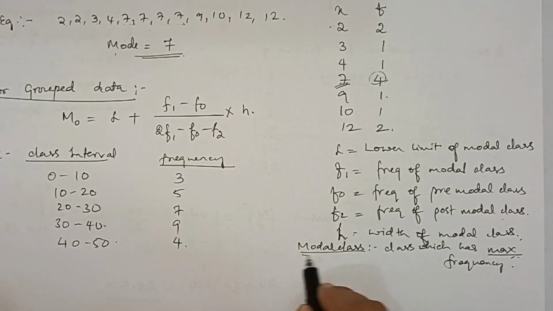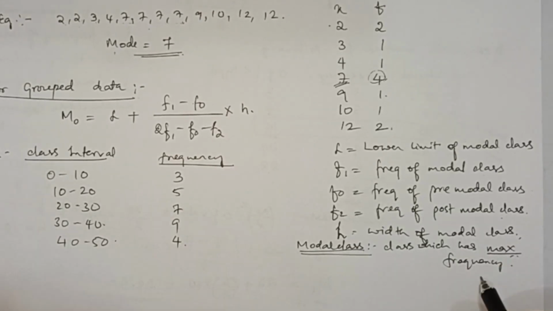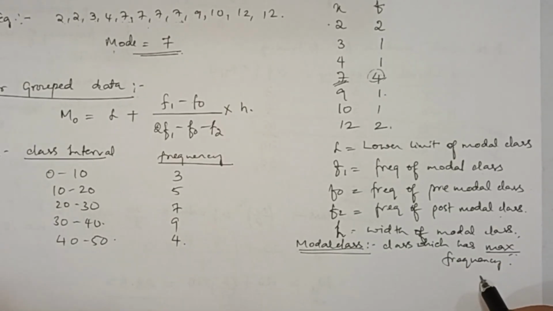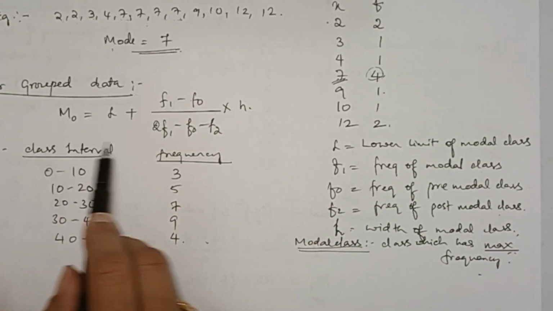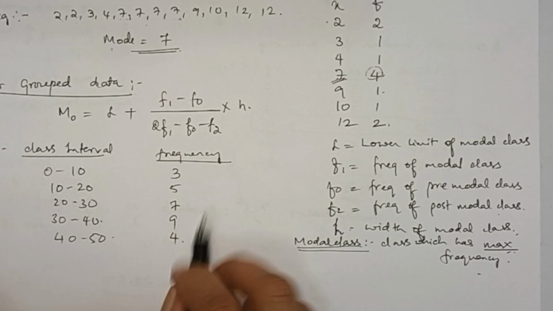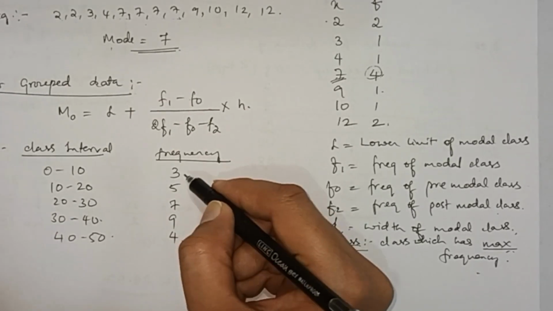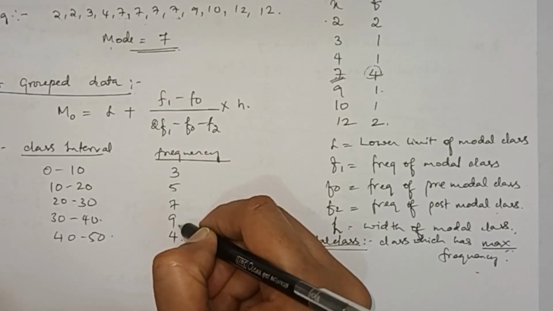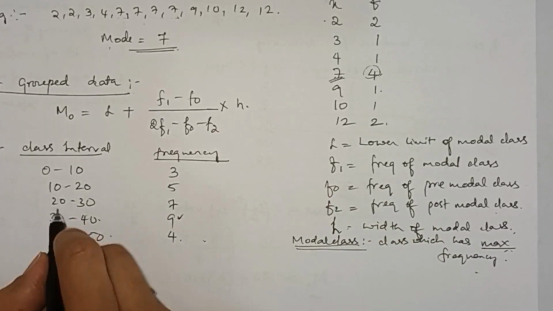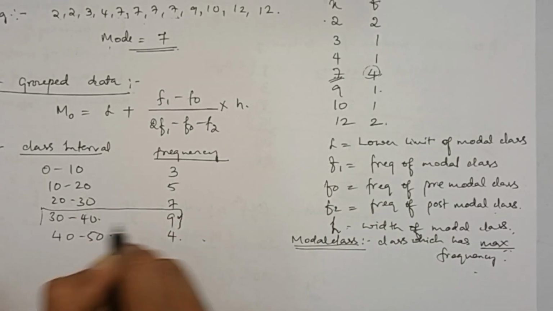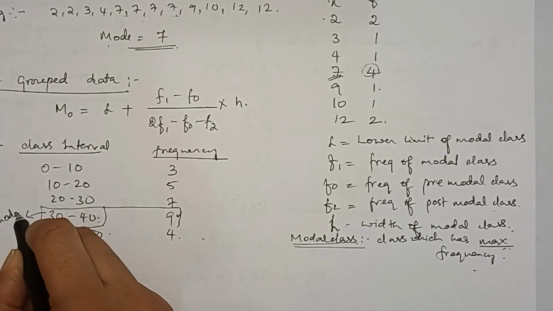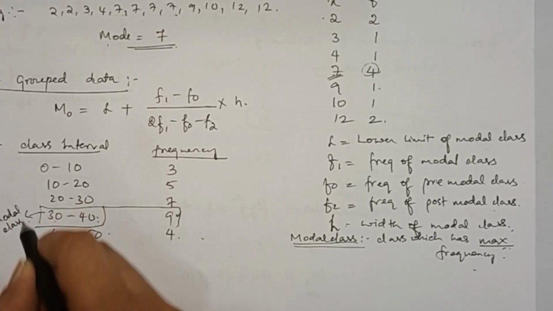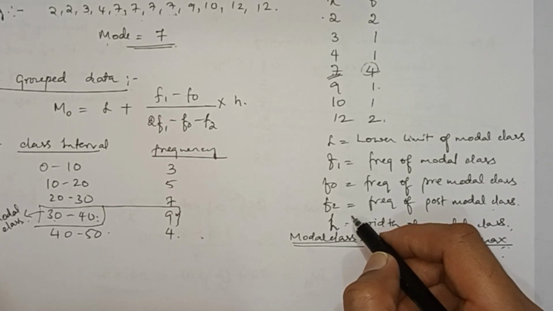How to find the modal class? The class which has the maximum frequency is called the modal class. For example, this is the given data, class interval and frequency. First, let us find out the modal class, the class with the highest frequency. The highest frequency is 9 here. So this class interval, 30 to 40, is called the modal class. Once you obtain the modal class, all these terms can be defined easily.